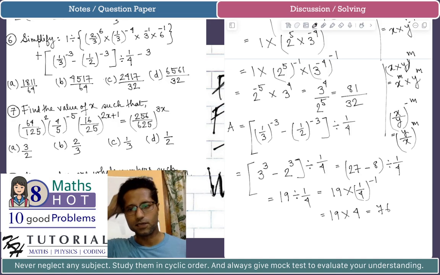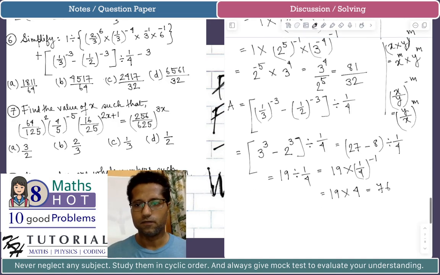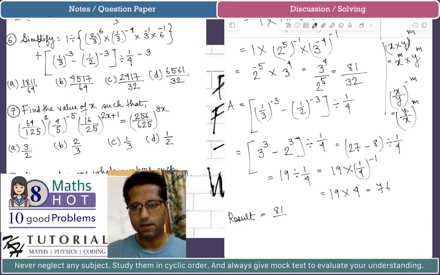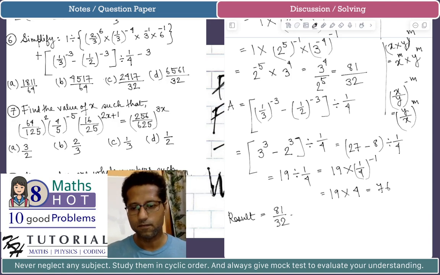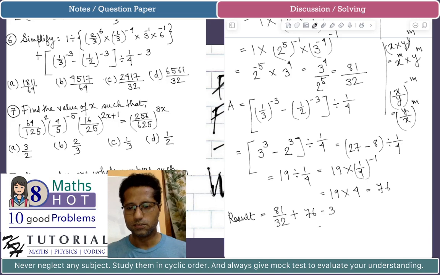A is 76. So the final value, the result I am writing as result, which is the final simplified value, will be equal to 81 by 32, and then we have plus a, which is 76, and we have minus 3. So this is equal to 81 by 32 plus 73.